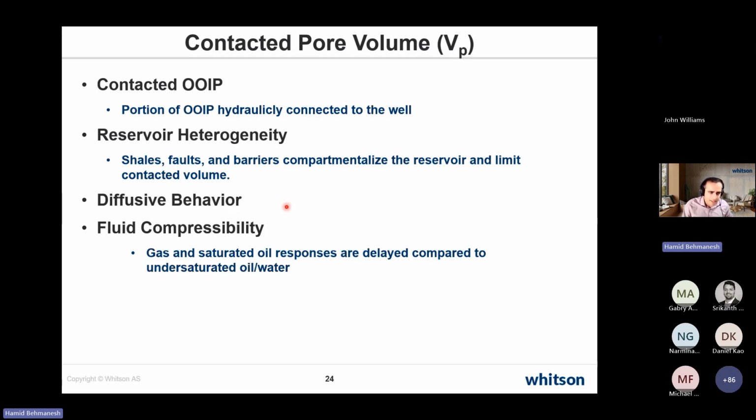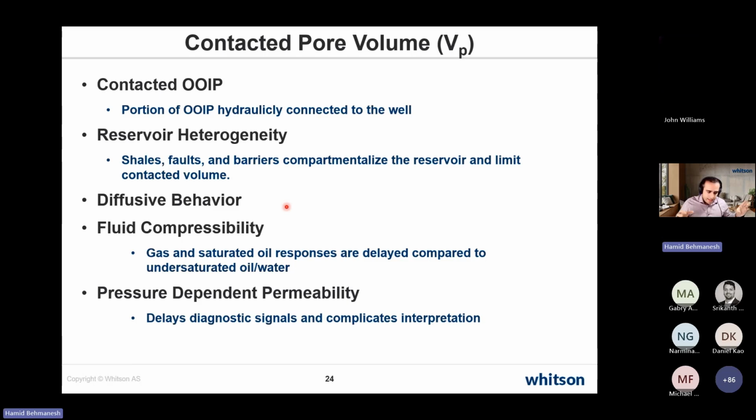If the fluid properties are different, we are expecting to see a different contacted oil in place for the same reservoir, with the same volumetric, shape and geometry, if it is filled with gas with respect to if it is filled with oil. And last but not least is the PDP, pressure-dependent permeability. I have prepared a couple of examples on that, and I will present those to you.